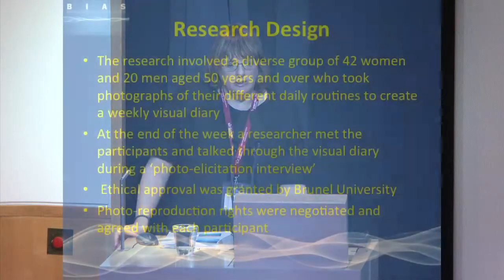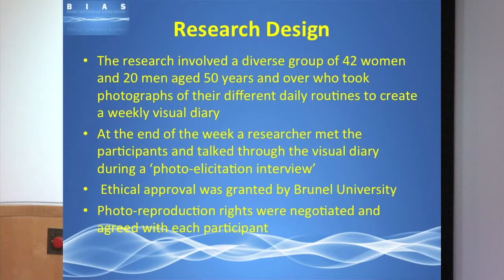The research involved 2 aspects. First of all, we gave people a camera for 1 week, and we asked them to take pictures of their daily life, of their routines. At the end of the week, we went back, uploaded the photographs that had been taken onto a laptop, and did what was called photo elicitation. We used the photographs to talk through the routines and the week and their own experiences of the method, but also to talk through their week. So there were two parts to that.